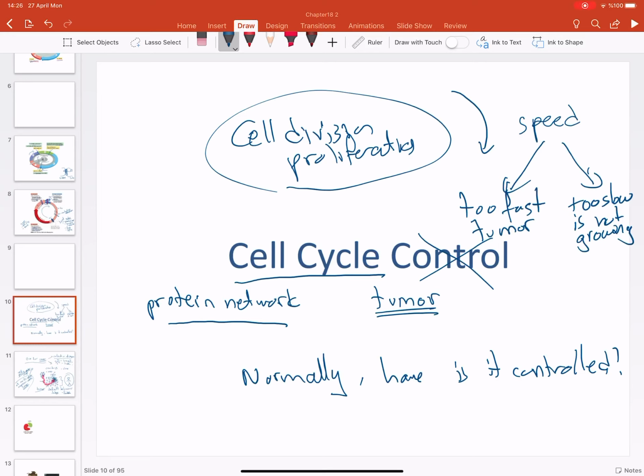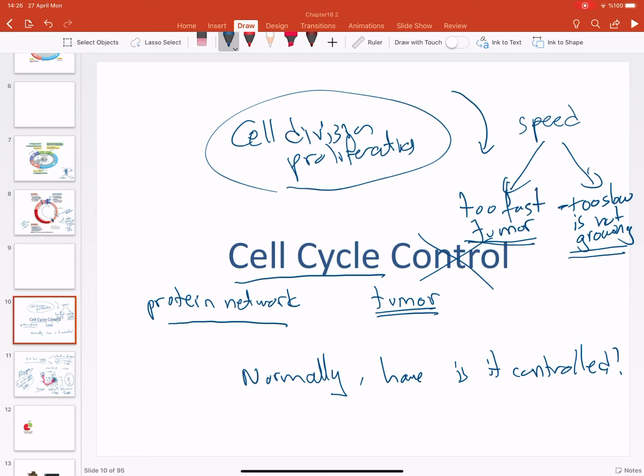If, for example, you have this problem in a child, the child will not get taller. Maybe it's going to stay as a dwarf. Maybe it's going to have other serious problems. It's just not growing. Or maybe in an adult, if the cell cycle is too slow, the person will start to age. I mean, it will start to lose tissues, muscles. It's not going to be firm anymore. So this is also not welcome.